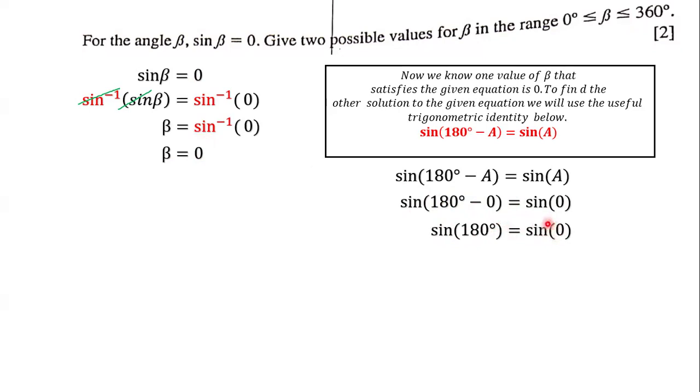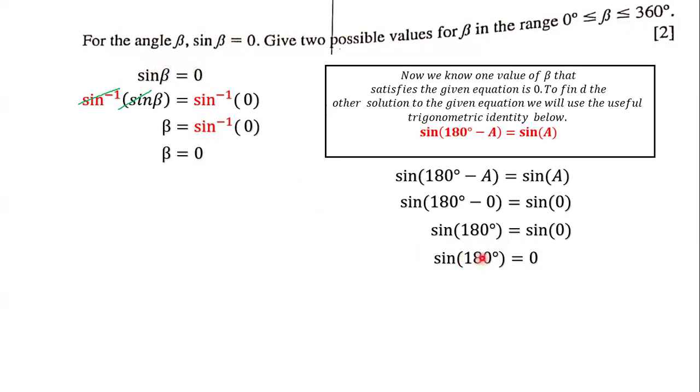Now, what is sine of 0? When we put that inside our calculator, we get that sine of 0 is 0. And so that means that sine of 180 degrees is equal to 0. And so that means that we found another beta such that when we put it inside of the sine function, we get 0. And so this beta is going to be 180 degrees, because when we take 180 degrees and we apply the sine function to it, we get 0.